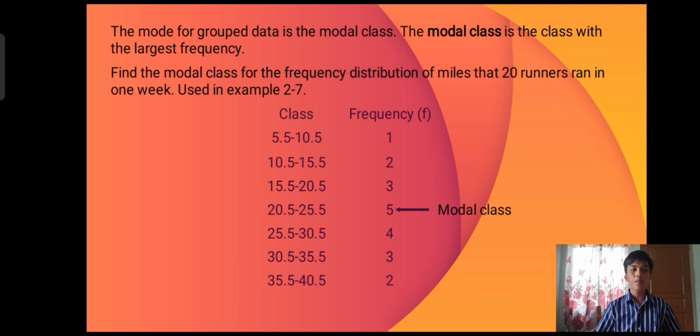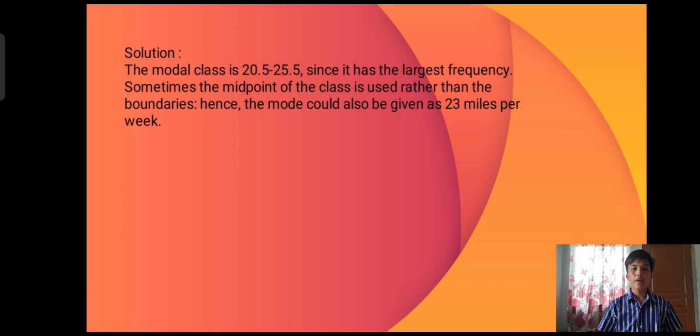For example, find the modal class for the frequency distribution of miles that 20 runners run in 1 week, using example 2-7. Here are the classes and the frequencies. The largest frequency is 5, so that is the modal class. Solution: the modal class is 20.5 to 25.5. Since it has the largest frequency, sometimes the midpoint of the class is used rather than the boundaries. Hence, the mode could also be given as 23 miles per week.